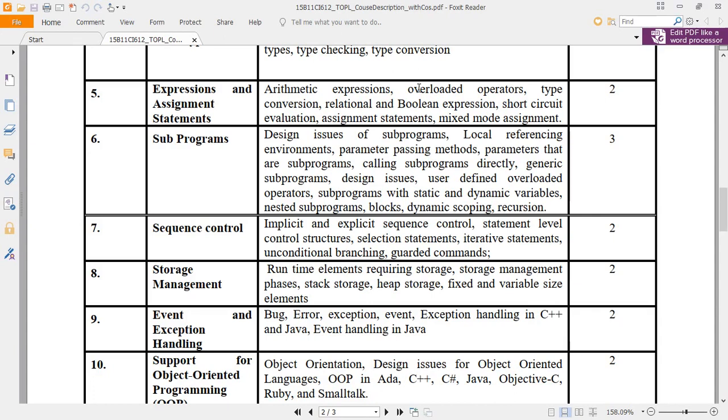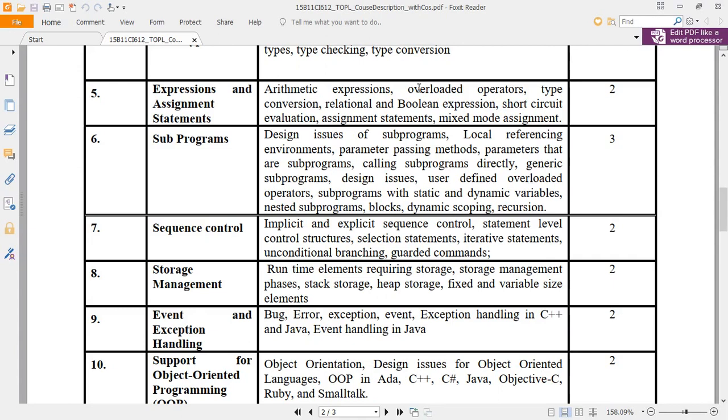So runtime elements requiring storage management phases, stack storage, heap storage, fixed and variable size elements. So these are the concepts we have seen. In this, the main important concepts are garbage collection, manual garbage collection and automatic garbage collection, in which we have seen the automatic garbage collection, where we have gone to the three algorithms. One is reference counting algorithm, copy collection algorithm, and another thing is mark and sweep algorithm.